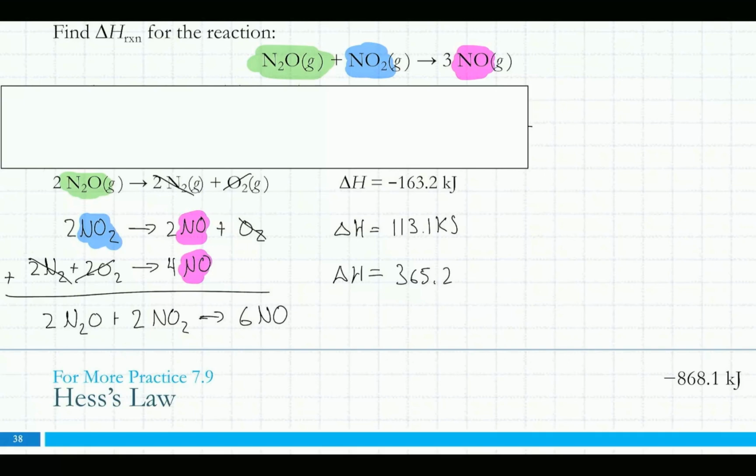Like I said, now I can look at this, say 2, 2, and 6, all divisible by 2. So when I simplify, divide that by 2. Actually maybe we should do this in steps. Because once we're at this point, just like we add these reactions together, we add the delta H's together. Negative 163.2 plus 113.1 plus 365.2. Because this is the delta H for this reaction where we've got the 2, 2, and the 6.